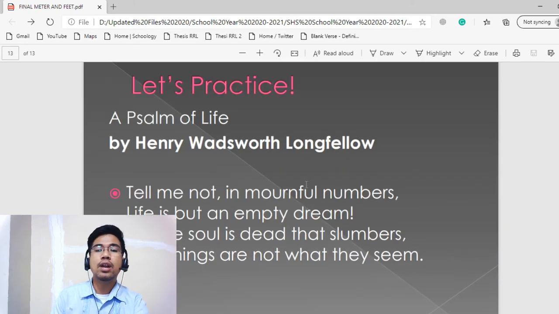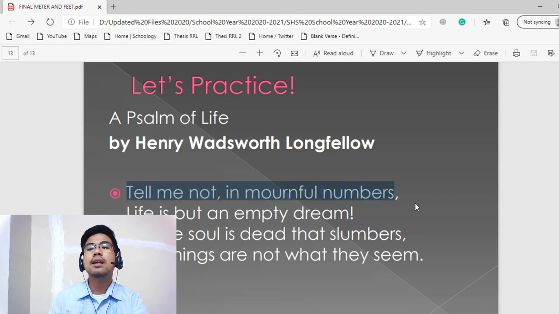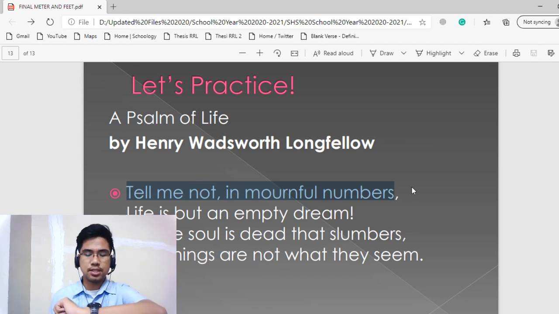Okay, now let us have this practice. You practice this by yourself. I will give you at least 1 minute to get only the first line. Get the first line only. Take this first line. Get the sound pattern of this line and then count the number of syllables to get the meter according to syllabic number. All right, go. I will give you at least 1 minute, and I will tell you after 1 minute what the correct answer is. 1 minute starts now.